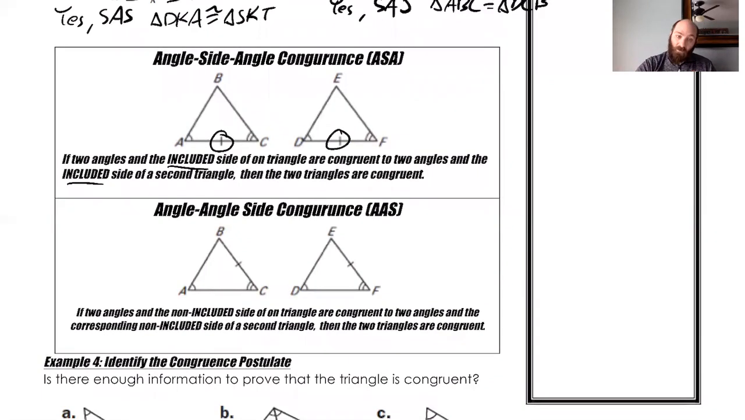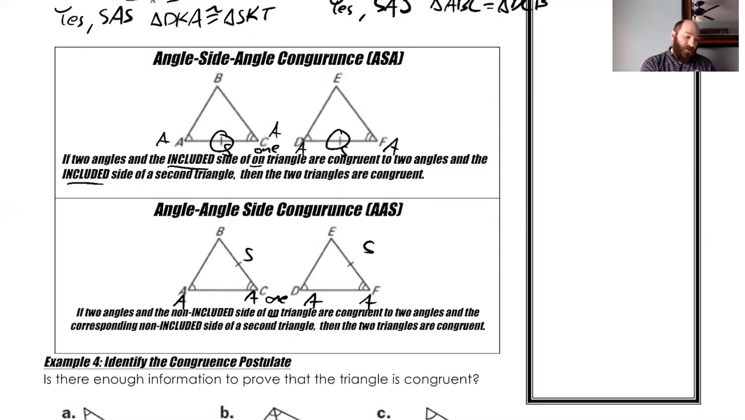Again, included, in between. Compare that to angle angle side, which is if two angles on the non-included side of one triangle are congruent to two angles and the corresponding non-included side of a second triangle, then the two triangles are congruent. So again, angle side angle, angle side angle, sides are included here. Angle angle side, angle angle side, it's not included.